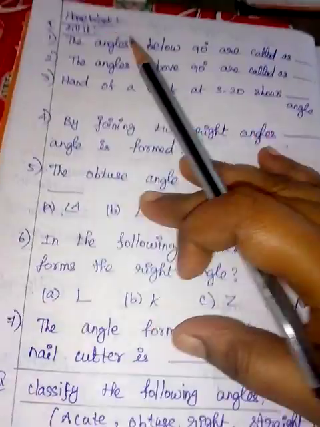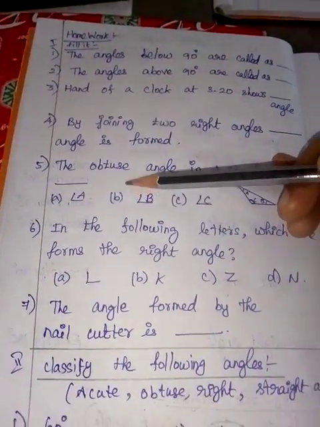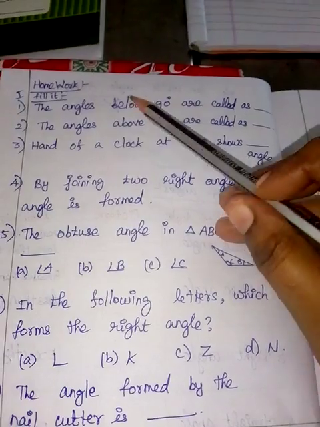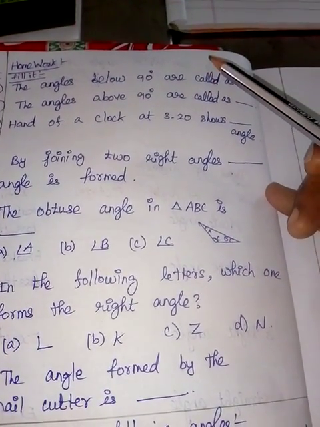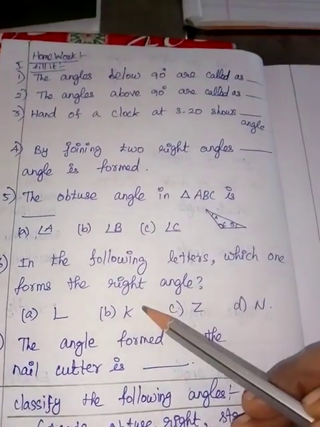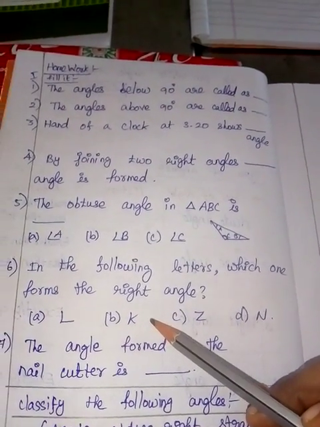Now we see the homework. Today's homework, I give 7, 1 marks, classify the following angles. Okay, now we see 1 mark. The angles below 90 degree are called as below 90 degree. Yes, acute angle. Another 1 mark. You only answer it. Please write the answer and send me.